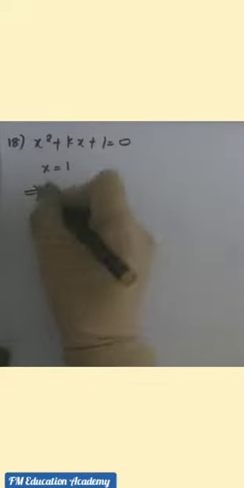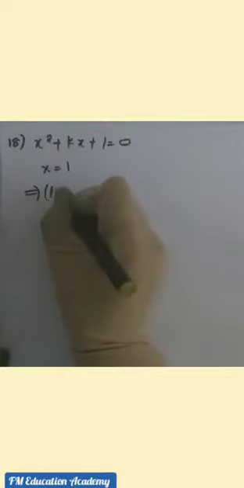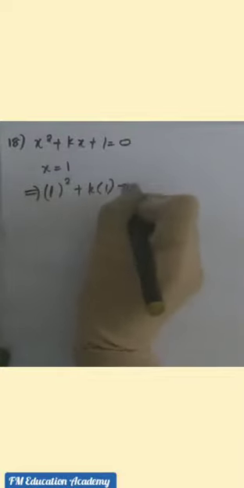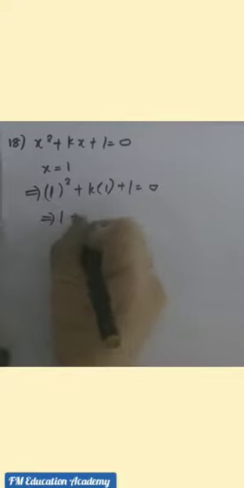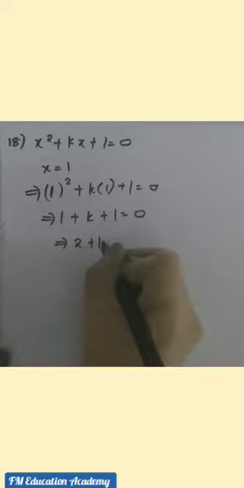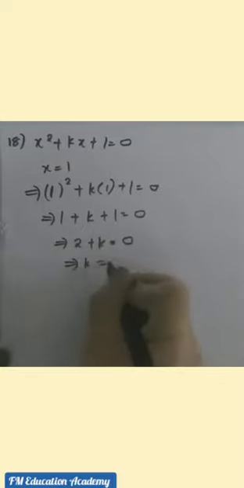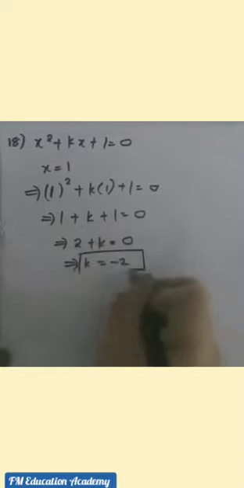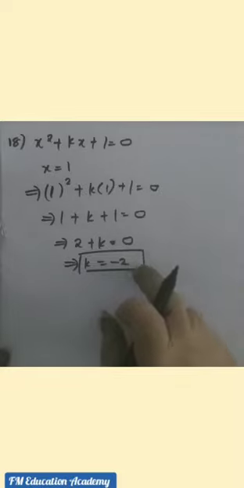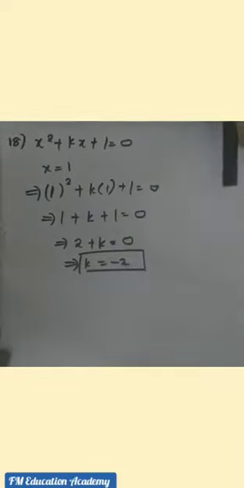So in place of x in this equation, substitute 1. 1 square plus k into 1 plus 1 is equal to 0. 1 square is 1, plus k into 1 is k, plus 1 is equal to 0. 1 plus 1 is 2. So we have 2 plus k is equal to 0, or k is equal to plus 2, if it goes outside, minus 2. So we got the value of k as minus 2. In which option do we have k is minus 2? Option 4. So the answer of the 18th question is minus 2, that is option 4.